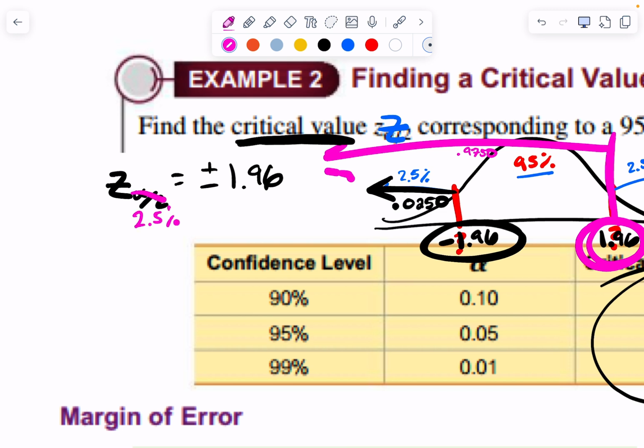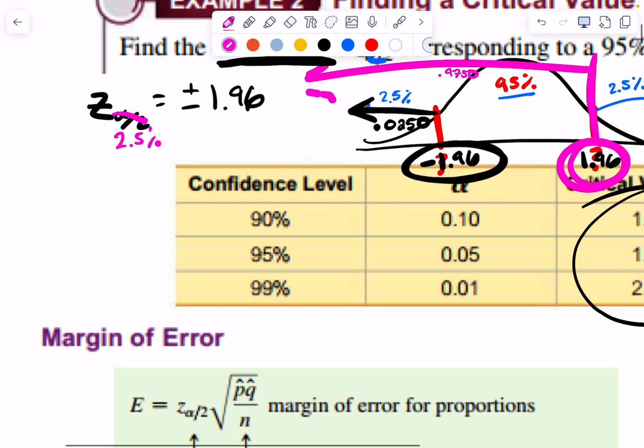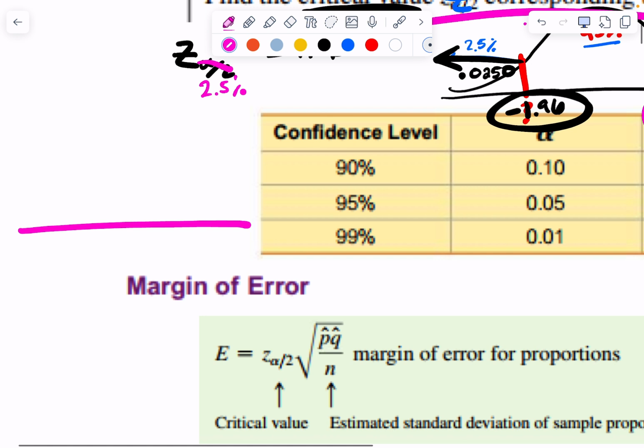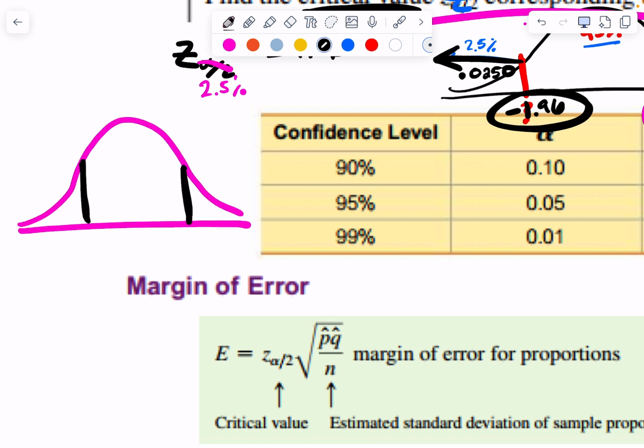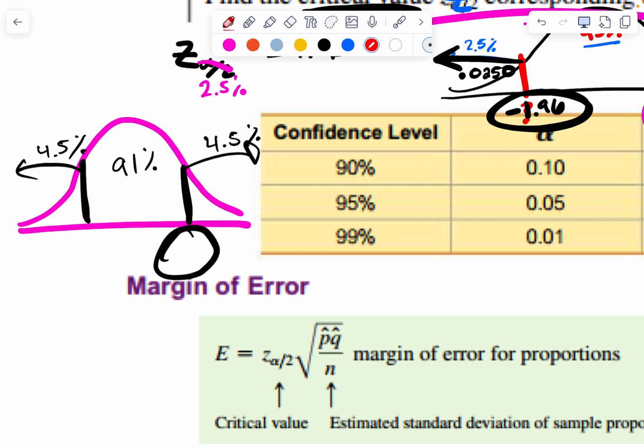If they want something they don't give us, like 91%, then you would look up that 91% lives here. So what percent would be here and what percent would be here? 4.5%. So what would be to the left of this mark right here? 0.9550. You would look that up and you find that z-score.